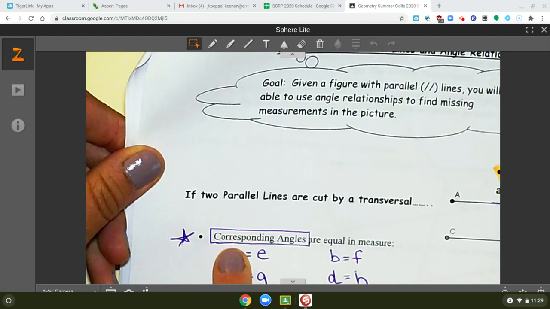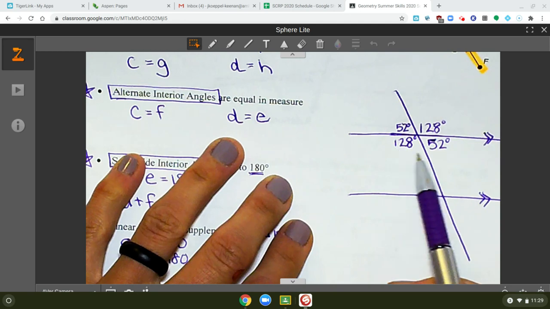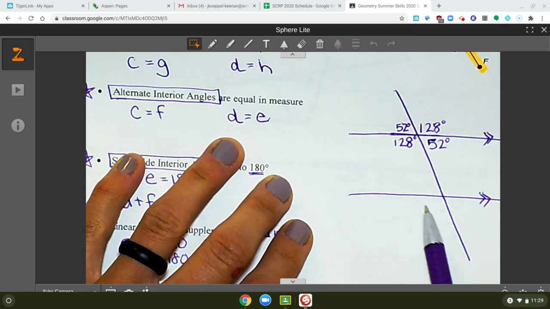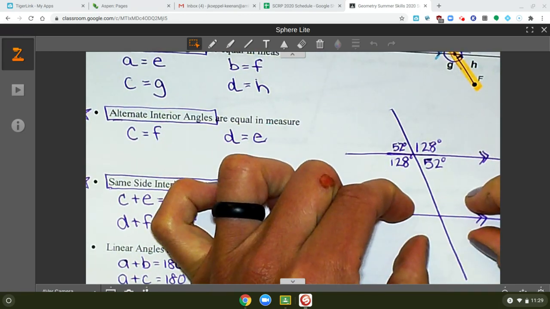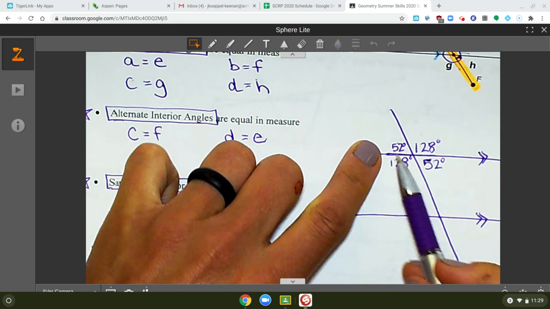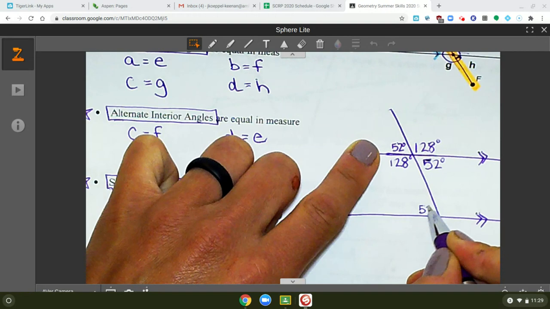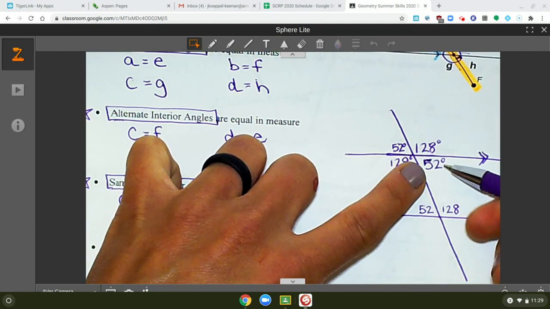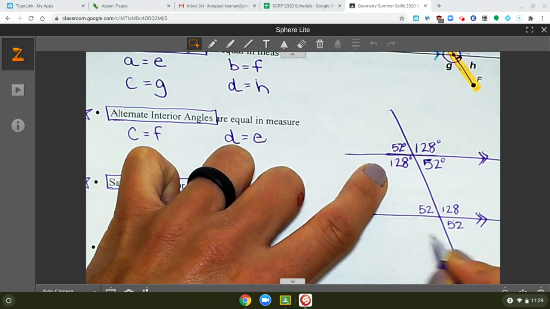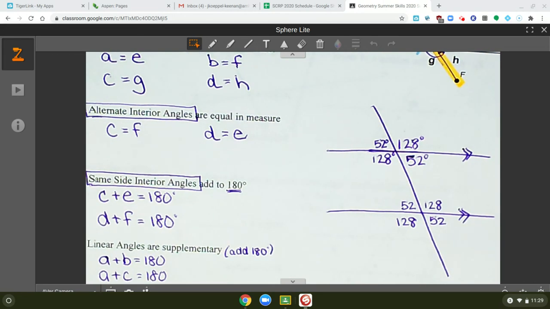Now remember, your corresponding angles are equal. That means these four angles have to match up perfectly with these four angles. So I'm going to take these four angle measures, slide them straight down, and rewrite them so they look identical. So this angle 52 matches with this angle 52. 128 here matches with this angle 128. The 52 here matches with this angle 52. And 128.